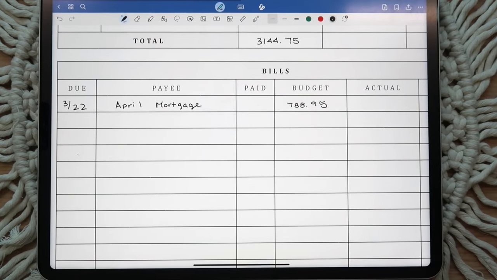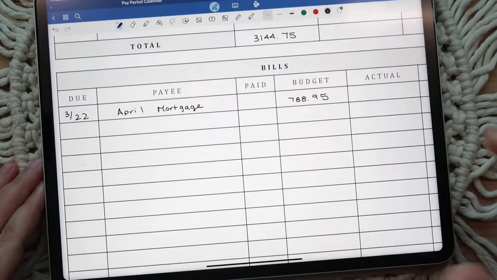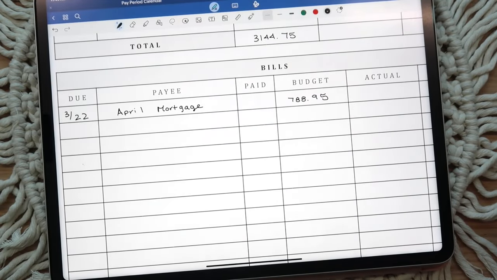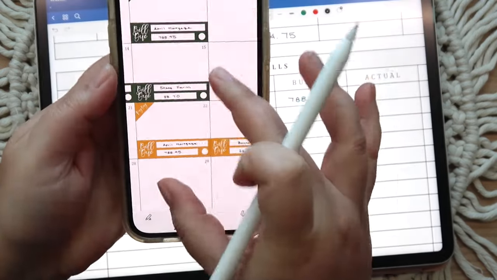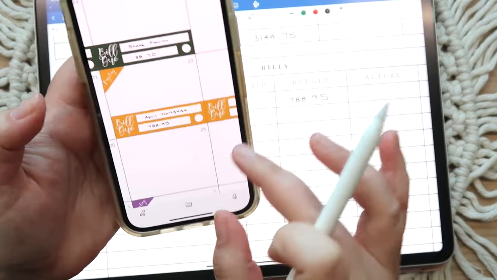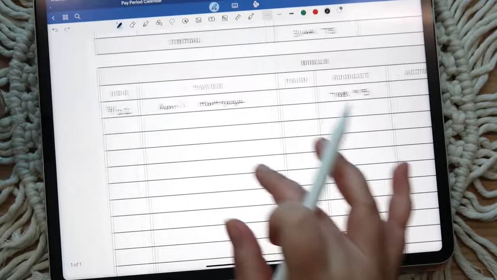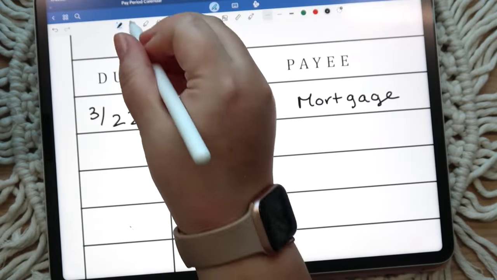So we have, let's see, I'm gonna pull up my pay period calendar on my phone. I keep forgetting I can do that, and it makes it so much easier. So pay period calendar. So we're looking at the gold color here. So I have April mortgage there, and then on the 23rd, we have Banner Life.